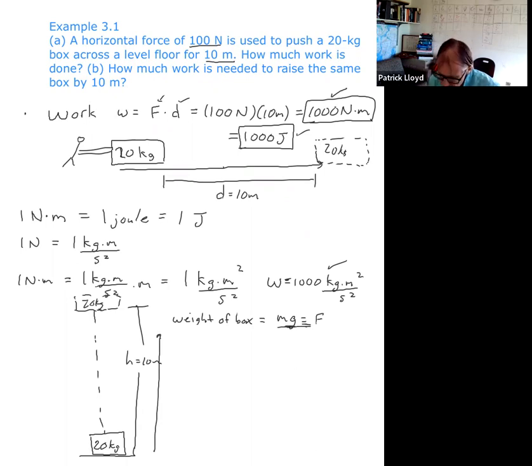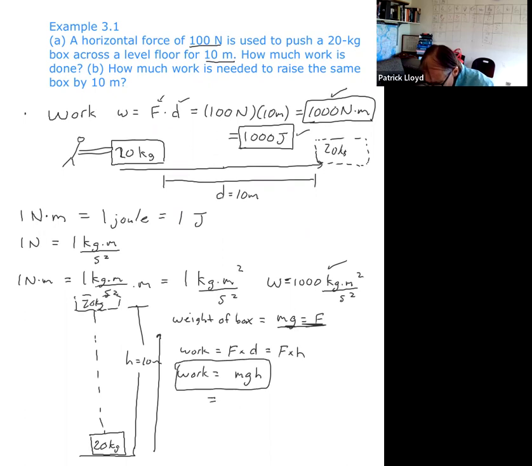Now, if we want to calculate the amount of work, well, that's just the force times the distance, but here the distance is a height. So it would be the force times the height. So mg is the force, h is the height, and there you go, mgh. Okay, so now we can go ahead and calculate that.